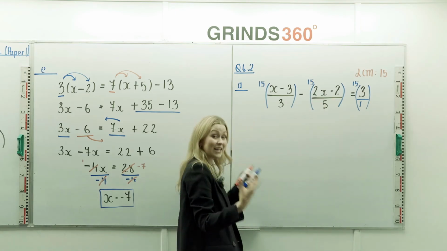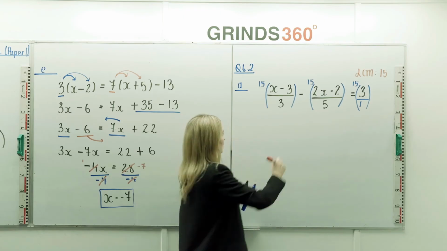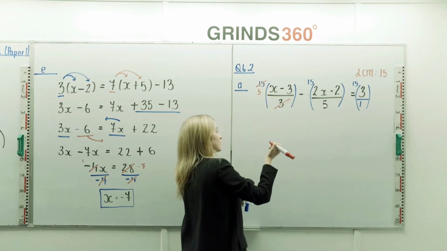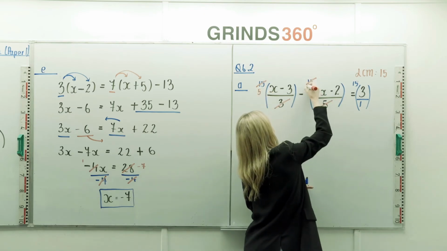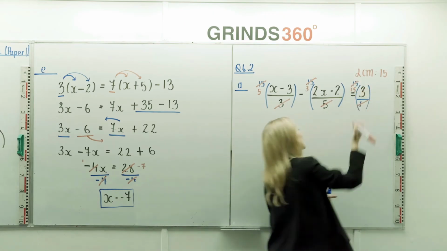Now, once we multiply each of them by 15, so it's like the balancing act, you're doing the same thing to each one of these fractions, we're going to say to ourselves, 3 into 15 goes 5 times. 5 into 15 goes 3 times. And 1 into 15 goes 15 times.